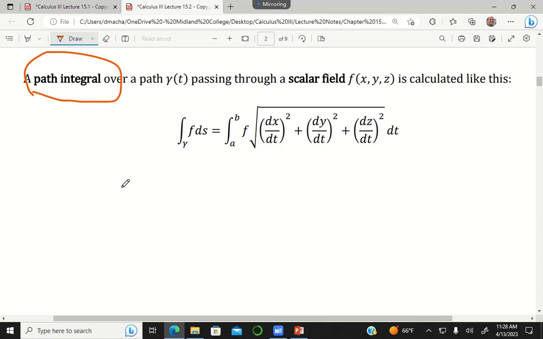And obviously if the path is longer, then you're going to have a larger integral, assuming that your scalar field is positive. Anyways, make sure you have that formula in your notes. Like I said, there's maybe 4 or 5 homework problems that will ask you to calculate a path integral, and this will be obviously a question on your exam next week.